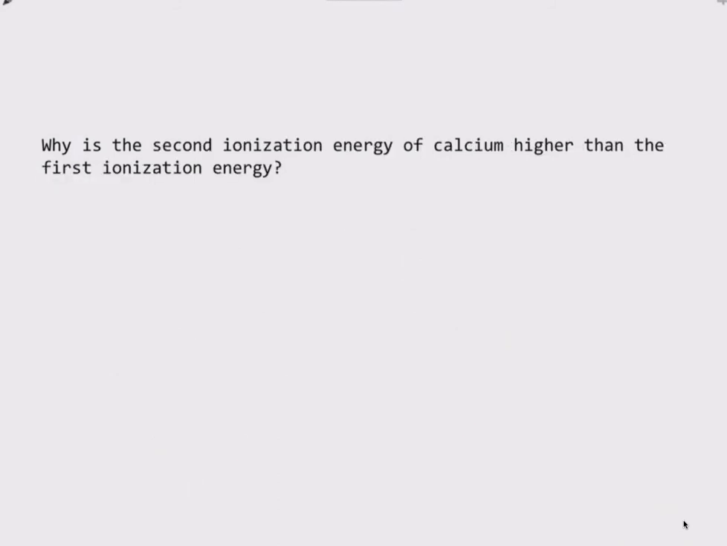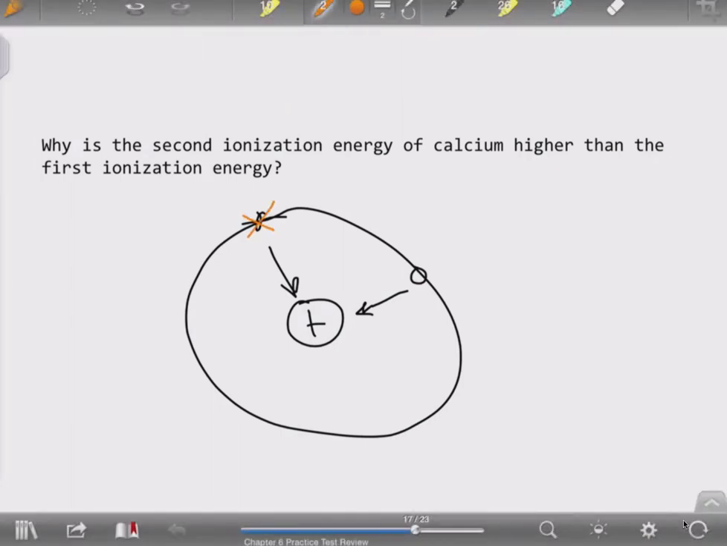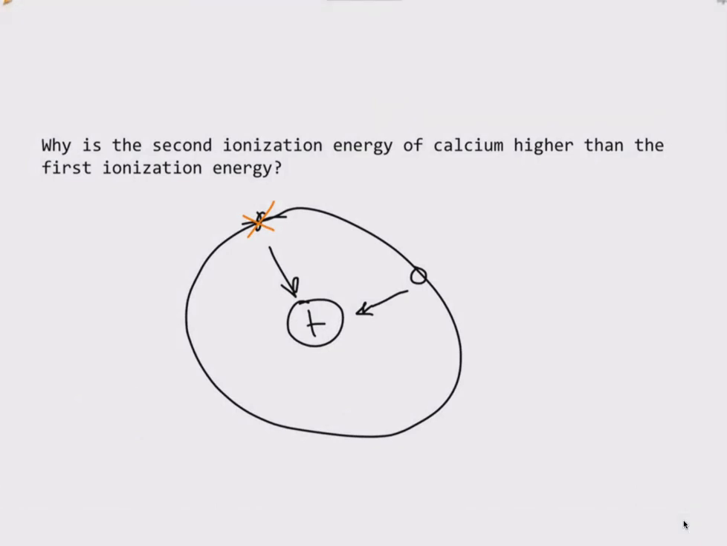Why is the second ionization energy of calcium higher than the first? Well, this is a similar answer to the last one. You've got the protons in the middle and the electrons around the outside. Calcium has 2 valence electrons. Well, the protons are pulling on these electrons, but when calcium is neutral, they're sort of equally matched. When you take away the first electron from calcium, that means now you have more protons than electrons, which means that the protons are able to pull all the remaining electrons even closer.